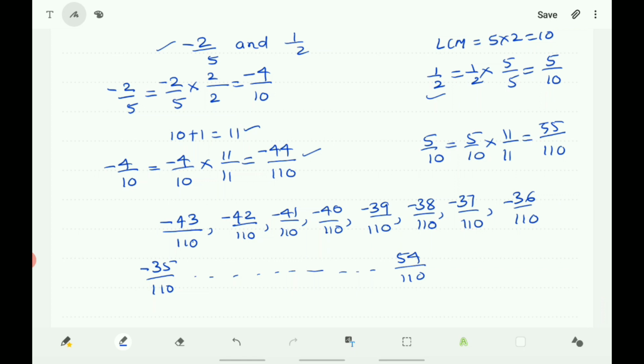And you know that as you go in this direction, the value goes on increasing, and at the end you will reach 55 by 110. Therefore these are the rational numbers between minus 44 by 110 and 55 by 110.